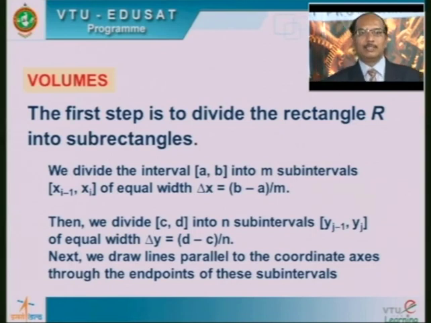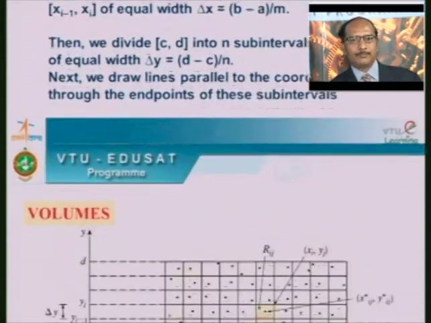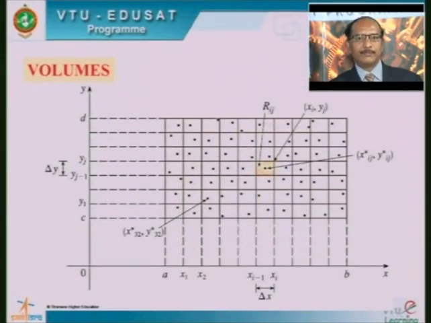How to find the width? The upper limit of y minus the lower limit of y, divided by n. n is the number of divisions. That gives the width of each interval along the y direction. Next, we draw lines parallel to the coordinate axes through the endpoints of these subintervals. You can see the picture, it is very clear. What I have plotted on the board is very clear from the graph here.